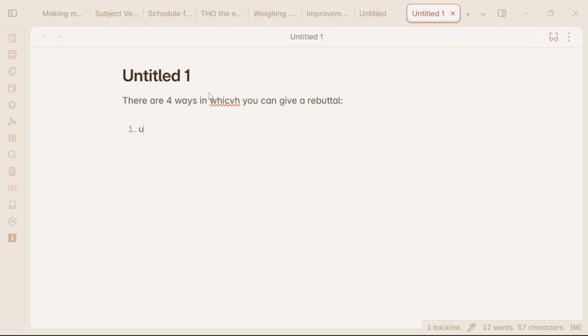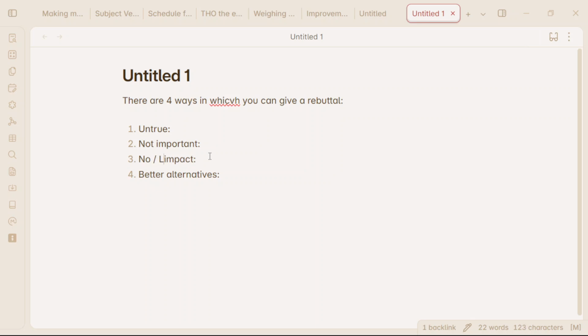Number one, you can say their argument is untrue. You can say their argument is not important. You can say that their argument does not have a lot of impact. Or you can say that my reasoning is more important. So we can say all of that, and we'll come to these in detail. These are the four main things that you can do: untrue, not important, no or low impact, and better alternatives. See, understand what all of these things mean.